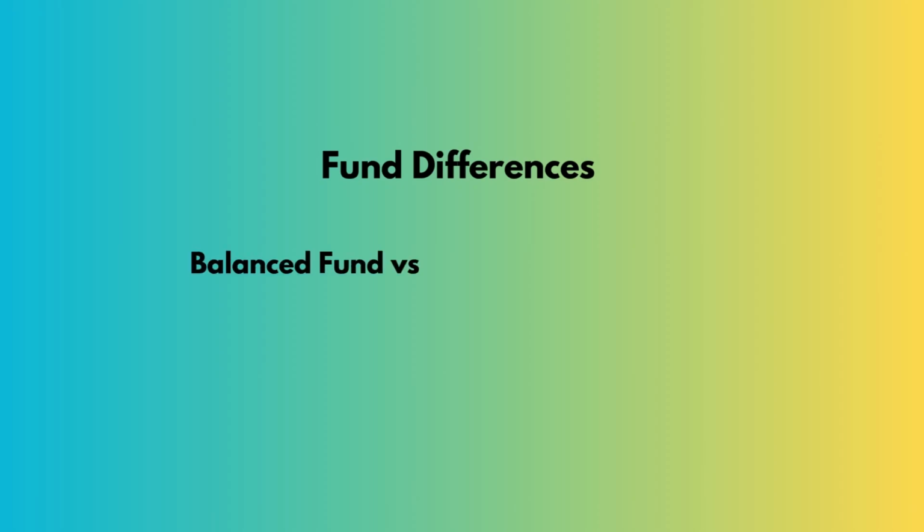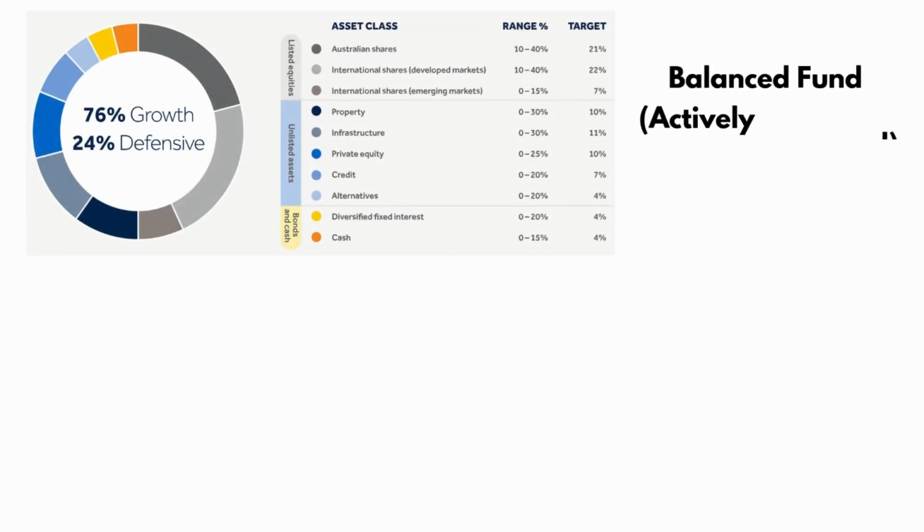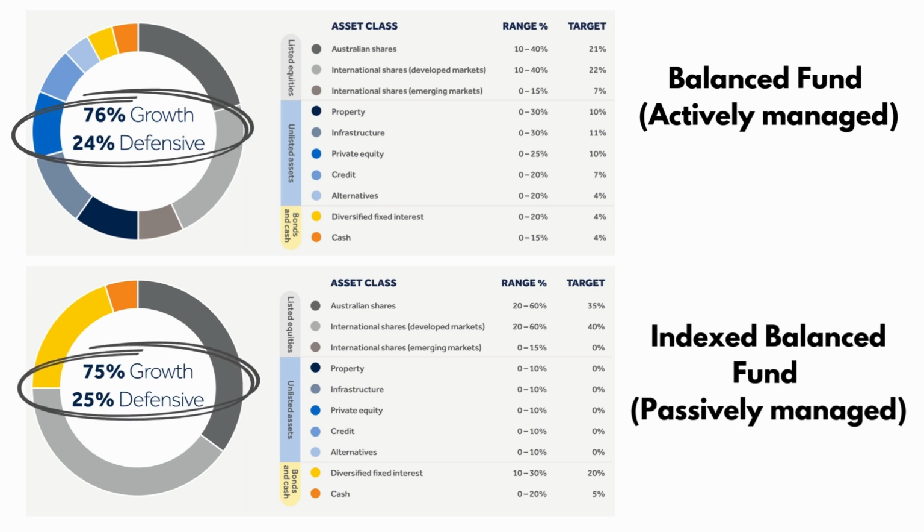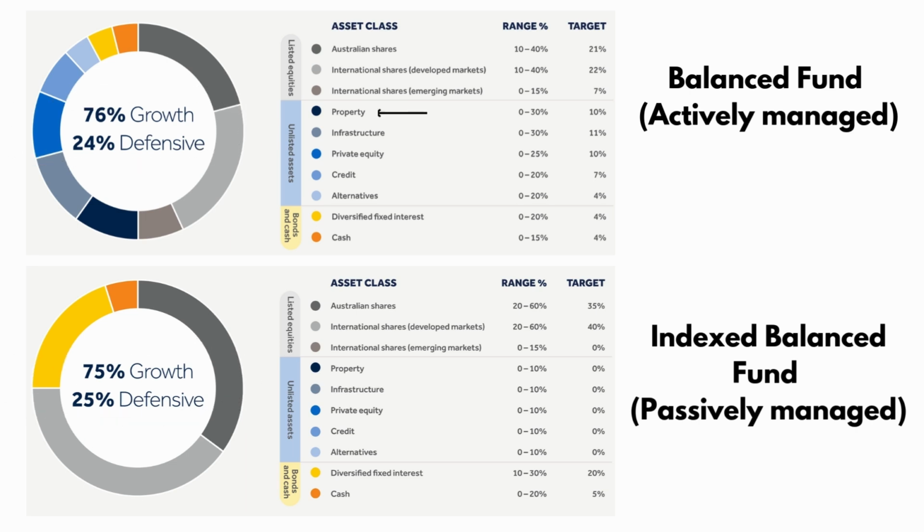First, we have our balance fund versus our index balance fund. Now, for our balance fund, it's actively managed, and for our index balance fund, it's passively managed. Now you can see the differences. We have 76% growth, 24% defensive, and 75% growth and 25% defensive. Now there are a few differences for the balance fund. It does seem to own some property, infrastructure, private equity, credit, and alternatives.